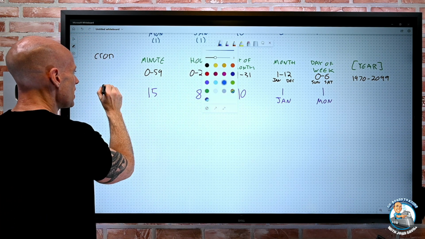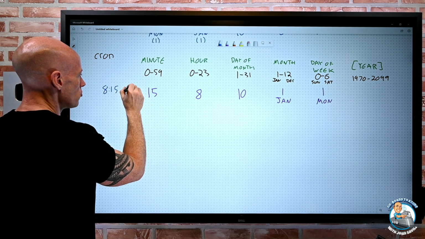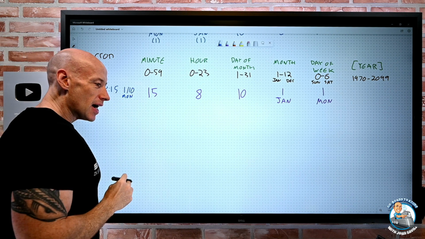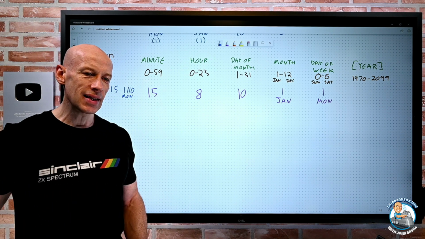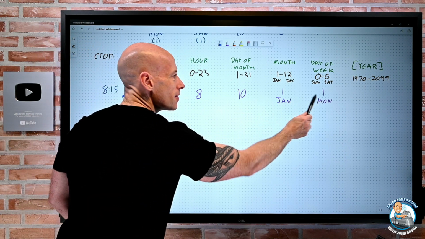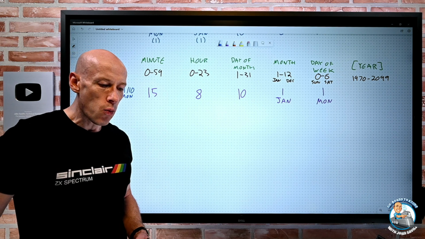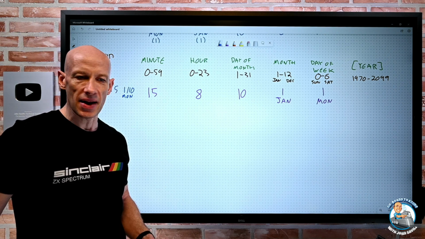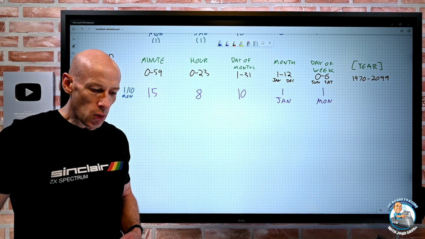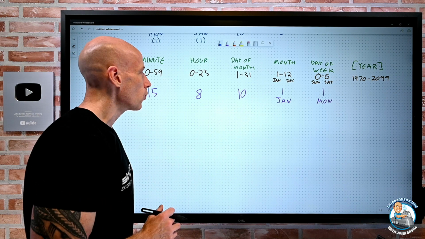So say this would be 8:15 on January the 10th, but it has to be a Monday. And straight away we can see, well, that's a little bit odd. I may not want both of those things. So maybe I don't care what the day of the week is in terms of Monday, Tuesday, Wednesday. I just care about the date. So what can I do to say, actually, I don't care what the day of the week is?